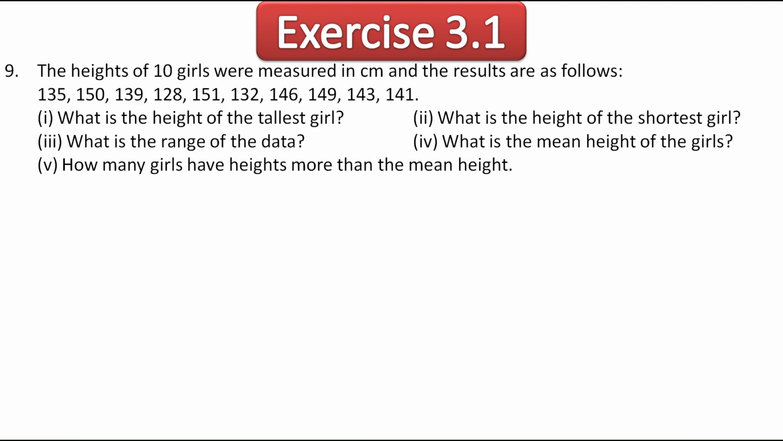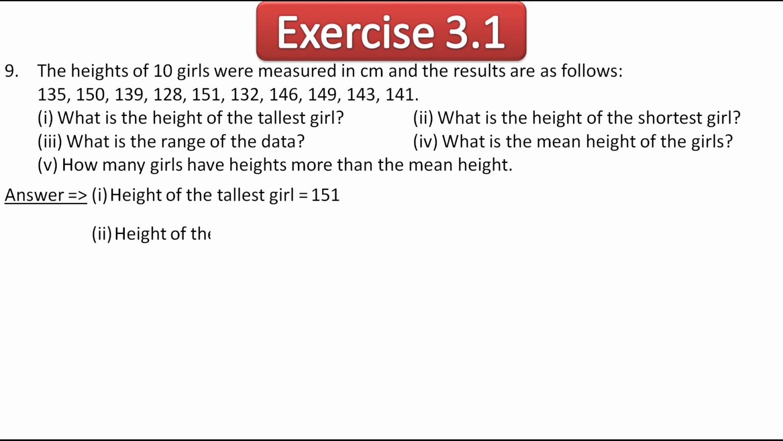The heights of 10 girls were measured in centimeters and the results are as follows. Now they have told us to answer these questions. The first question is, what is the height of the tallest girl? Here, when you look carefully you will understand that the tallest girl is 151, and the height of the shortest girl is 128. Okay, now they are asking to find the range of the data. That can be found by subtracting. 151 minus 128 gives us the answer as 23.